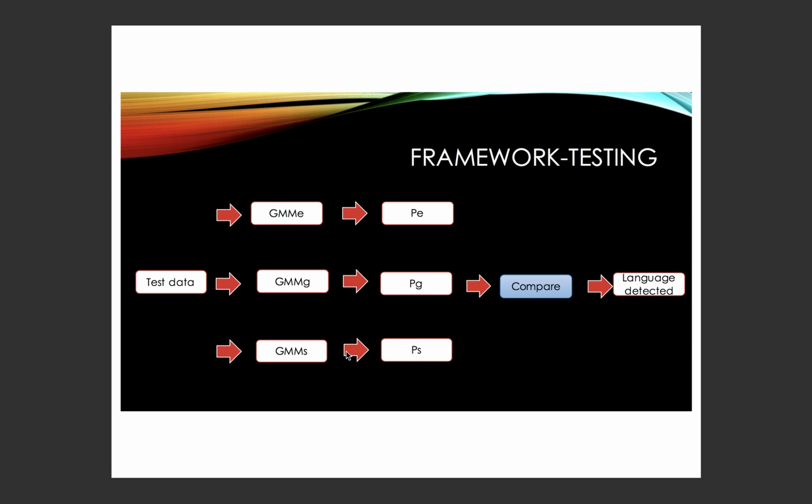So this is the testing part. The basic strategy of testing is to calculate the probability, to measure how much the data fits the given model. By calculating the probability from these three classes of GMM, we can make a comparison, and by selecting the largest one, we can know which class it belongs to. Hence the language can be identified.